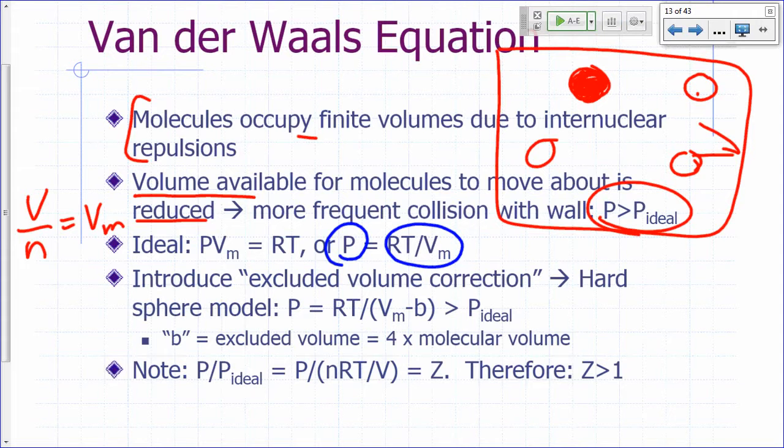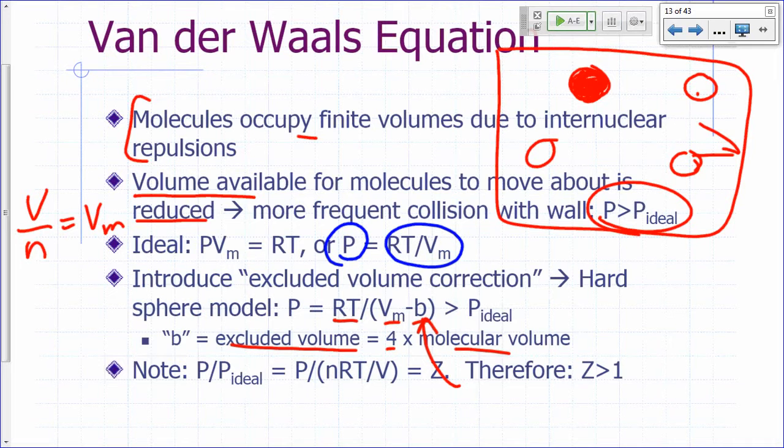But because of excluded volume, because of the volume that's not available to the molecules, you introduce a correction term here. Instead of RT over V sub m, you write RT over V sub m minus b. So we introduce this correction factor, and that's called your excluded volume, and that is due to the size of the molecules. If you were to think of your molecules as hard spheres, then that would give you an estimate of the volume of the molecule. It's 4 times the molecular volume, the actual volume of the molecules themselves, not the volume of the gas.